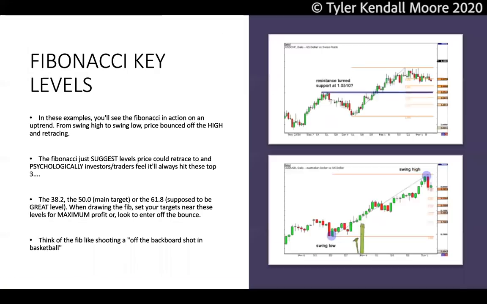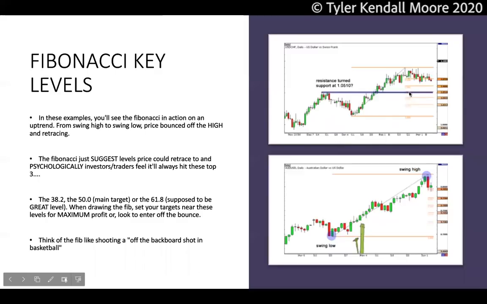All right, so Fibonacci key levels. I have everything on the right hand side, you can go ahead and read it. Like I was saying, in these examples you'll see the Fibonacci in action on an uptrend, from the swing high to the swing low. Price bounced off the high and is retracing. The example I'm talking about is the example up here.